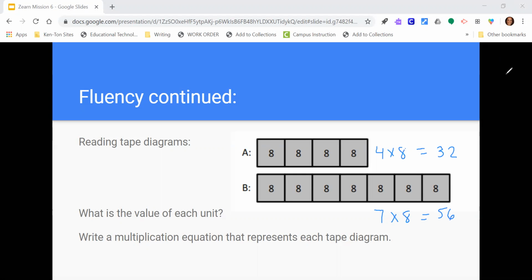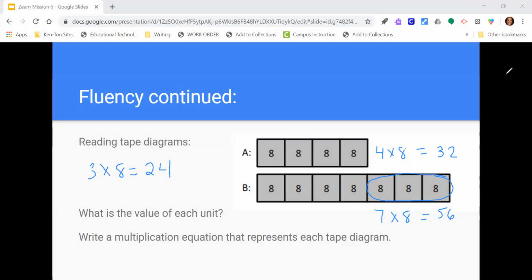When we look at tape diagrams, we can compare and contrast them. So how many more groups of 8 are in B than A? Focus here where I'm circling. There are 3 more groups of 8. So that means that B has 3 more groups of 8, or 24 more, let's say apples, than A.